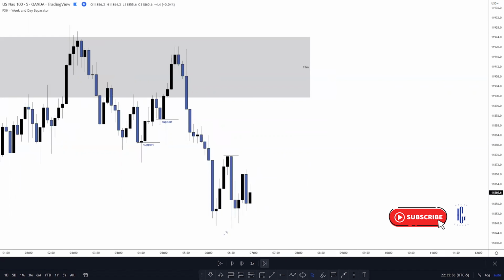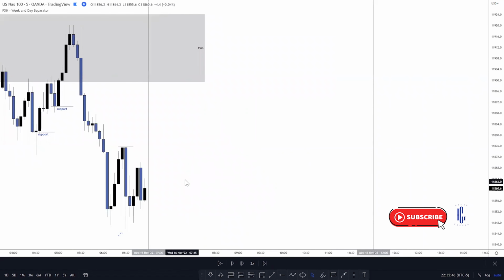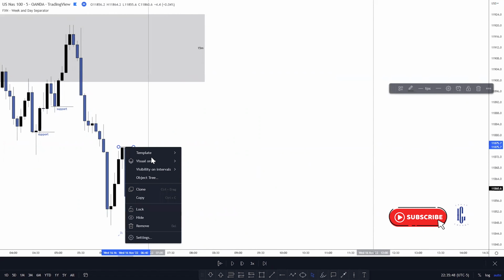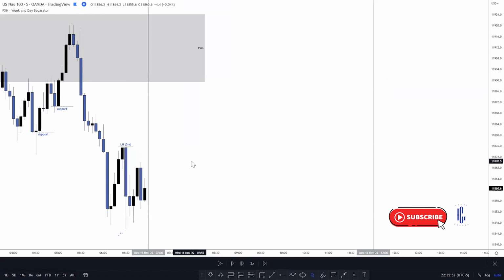Now, what I want to do is grab my vertical line and go from 7 a.m. all the way to 12 noon right there. Inside of this range, I'm expecting setups to occur. I'm expecting to see trades. So we go lower high, 5-minute chart.